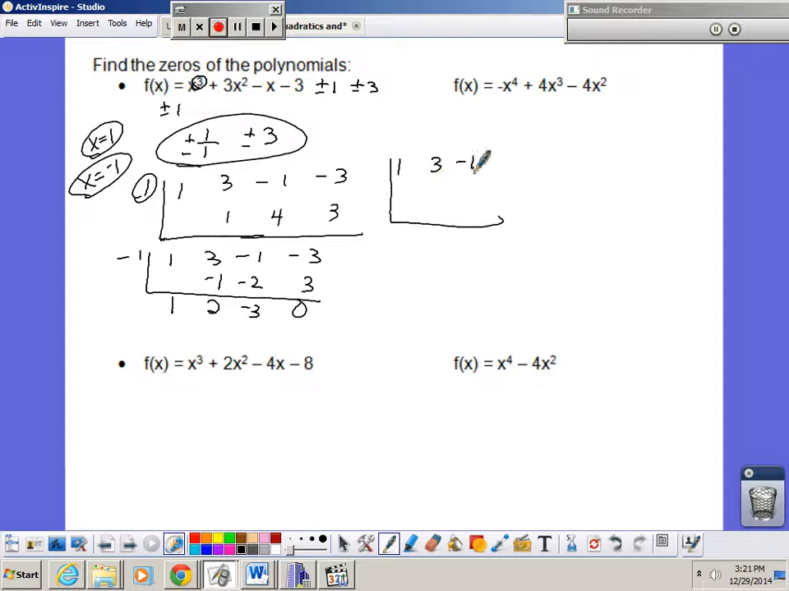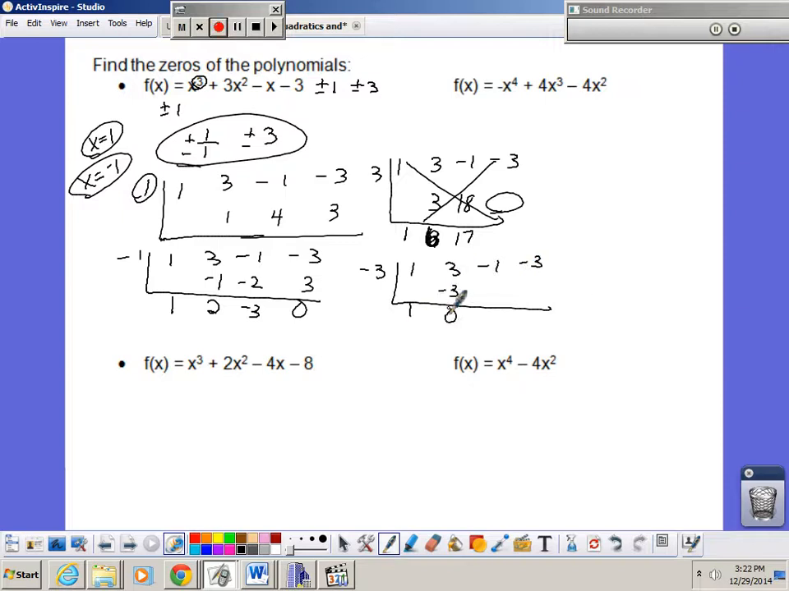1, 3, -1, -3. Try 3. 3, 9, means 6, apparently can't add. 18, 17, way off, no. Let's try -3. 1, 3, -1, -3. 1, -3, 0, 0, -1, 3, 0. So x equals -3.